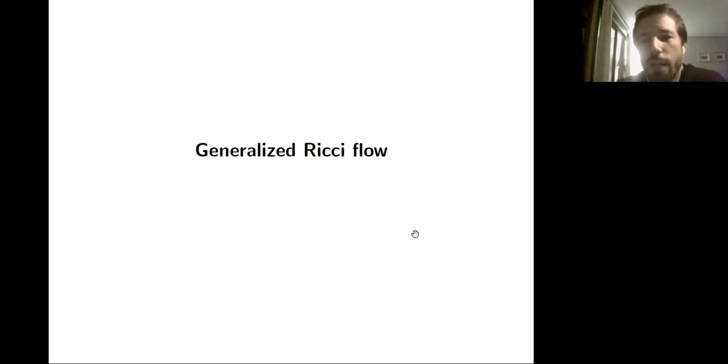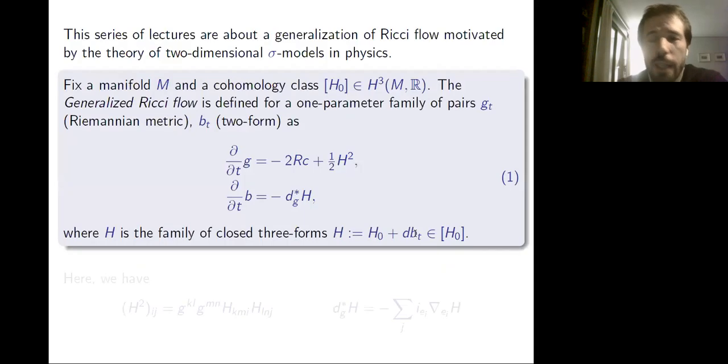So what is generalized Ricci flow? Generalized Ricci flow is a generalization of this classical equation in a more general setup where you have some new ingredients, in particular a closed 3-form on a manifold. And this generalization is motivated by the theory of 2-dimensional sigma models in physics. So Ricci flow will appear as a particular case.